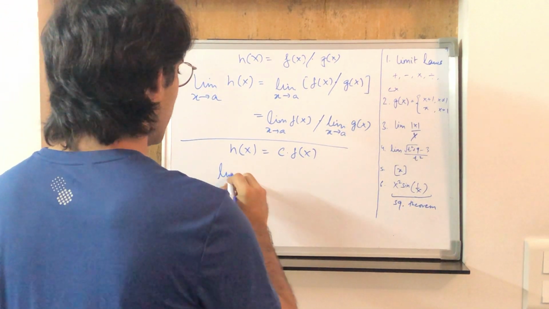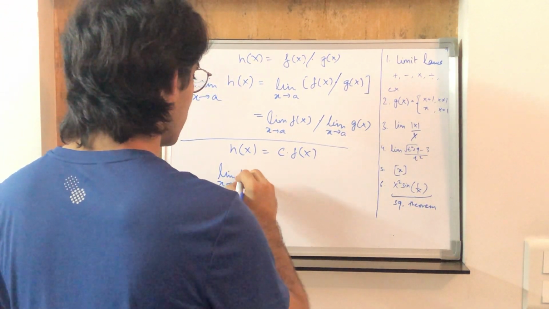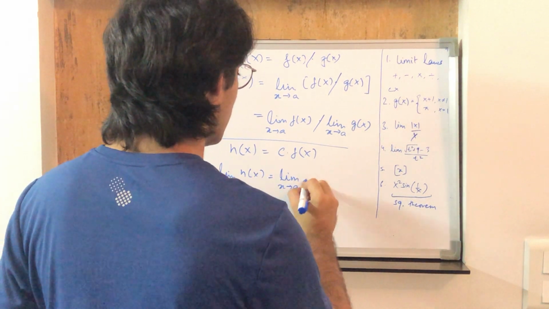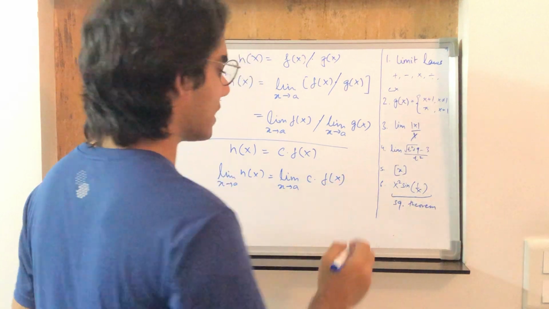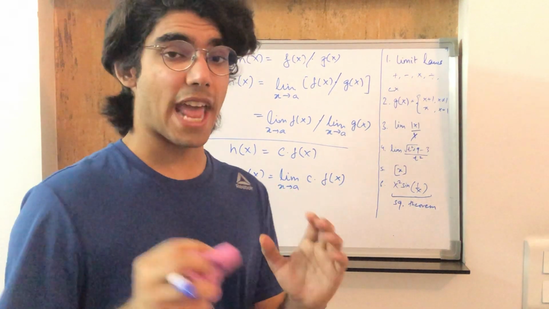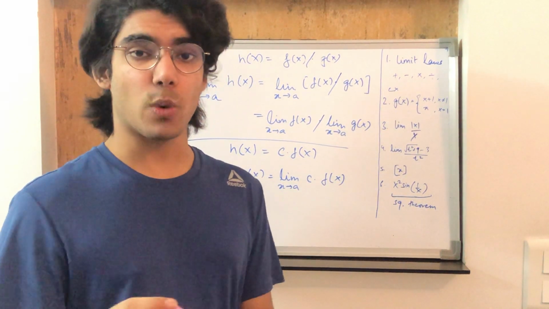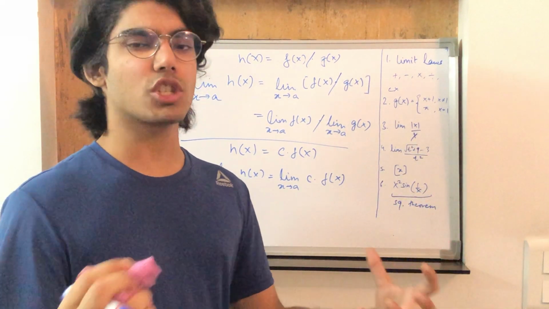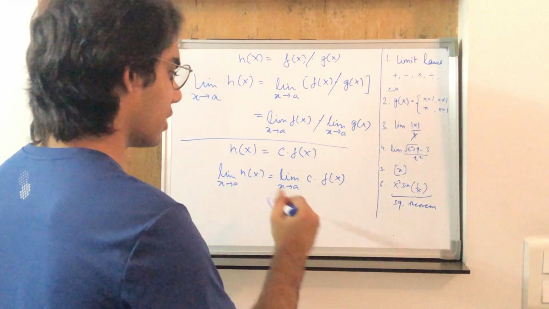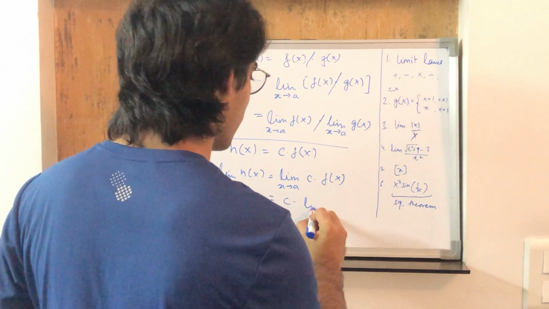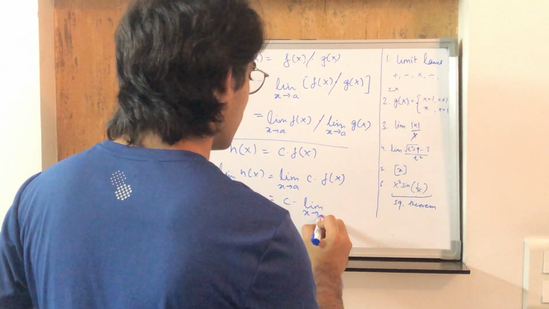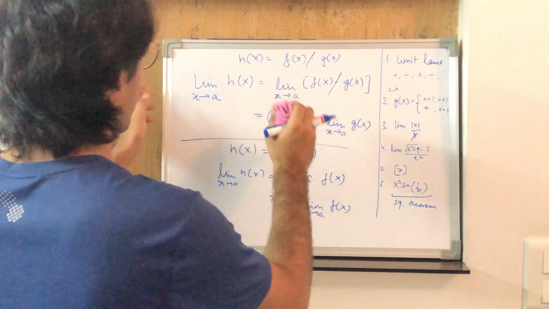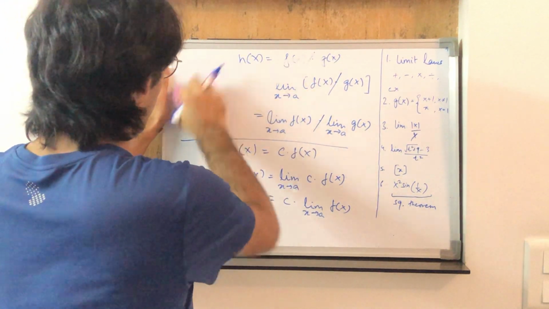So then I write limit x tending to a of h of x is going to be limit x tending to a of c times f of x. And since my limit operation is on x, if I have 2x squared, there's no x term in 2. 2 is just a scalar. So what I can do is take the c out and write it this way: c times limit x tending to a of f of x. So let's just look into an example of what that would look like.